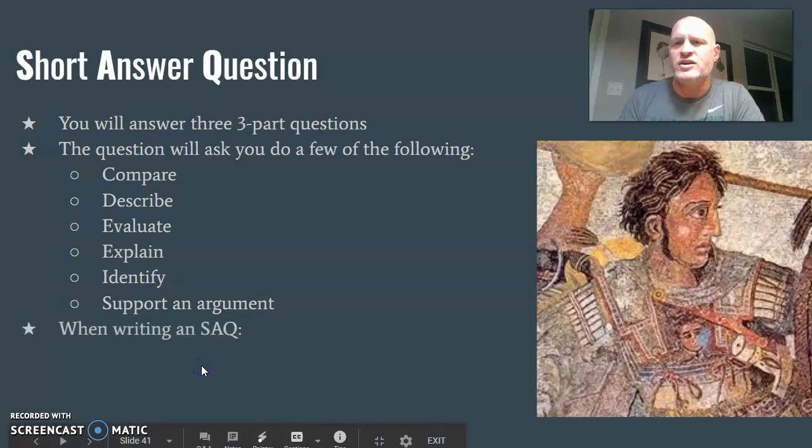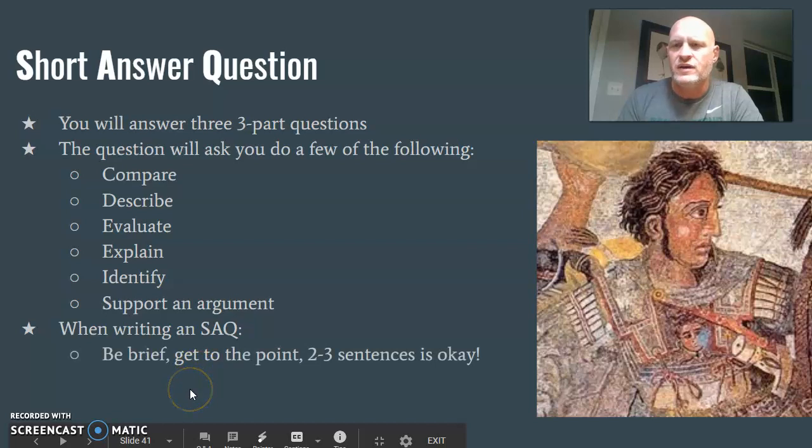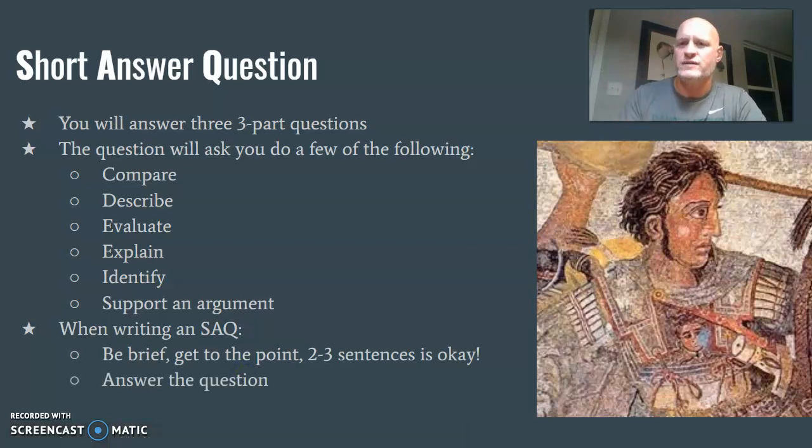When writing an SAQ, it is important that you are brief, that you get to the point, and that 2 to 3 sentences is okay, so long as you are using specific evidence and you are getting to the point and you are packing a punch. And do these 3 things as a checklist. 1, answer the question. Make sure when you get done reading your short answer question, your 2 to 3 sentences, maybe 4, that you have answered the question that has been posed to you.